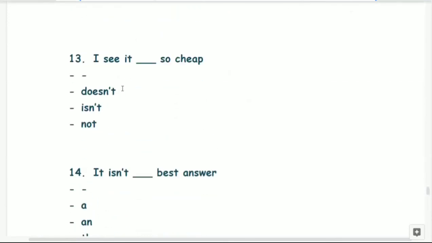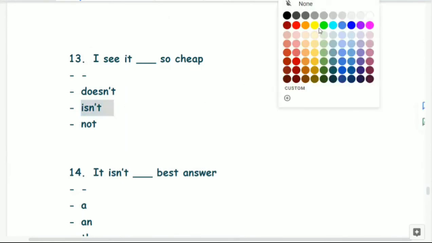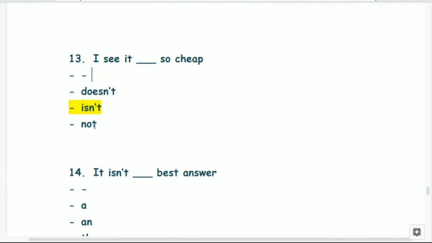And 13th is mine. I see it so cheap. No. I see it doesn't so cheap. No. I see it isn't so cheap. Yeah, that's correct. And the same, we should add is here. Before not, we should add is. So that's why the third one is correct. I see it isn't so cheap.